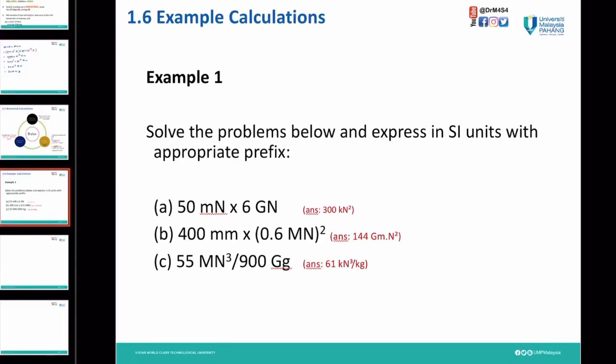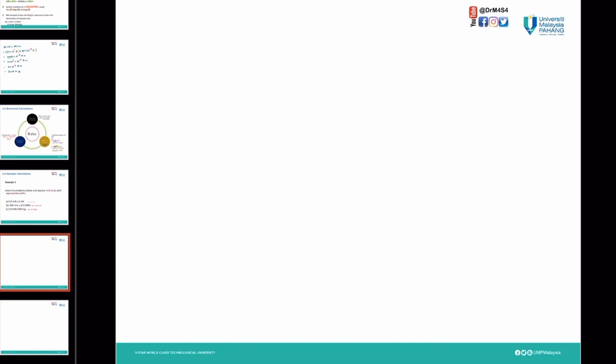Now let's do some example for the calculation. We have to solve this problem below and express in SI unit with appropriate prefix. Remember what is the SI unit and appropriate prefix. A 40 millinewton times 6 giganewton. We need to use the SI unit with the appropriate prefix.